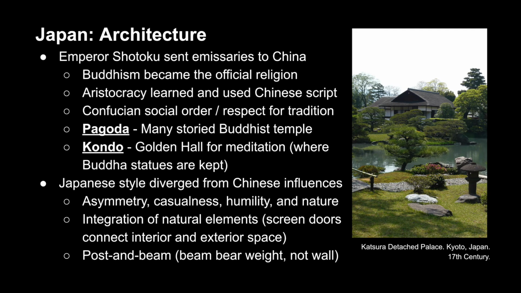However, despite all of these Chinese influences, the Japanese were able to diverge and make their own styles. They instead focused on asymmetry, casualness, humility, and nature. They utilized an integration of natural elements. For instance, they used screen doors to connect the interior spaces with the exterior spaces, and much of their architecture began to use post and beam structures, wherein the beam bore most of the weight, not the wall, which allowed for movable screens to replace the wall because they didn't need to bear the weight. Again, showing this connection between the internal and the external, but also just allowing more versatility with space.